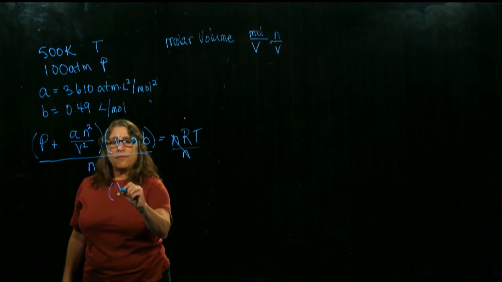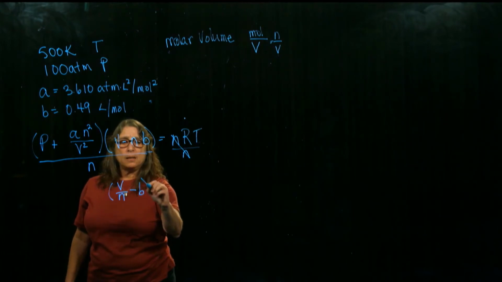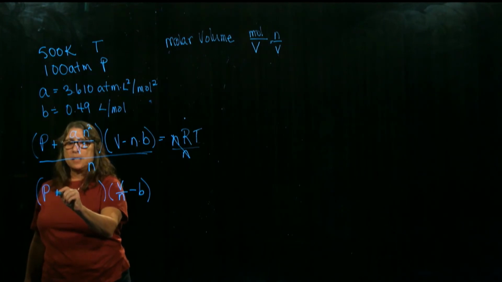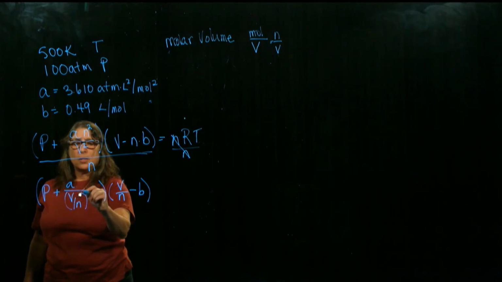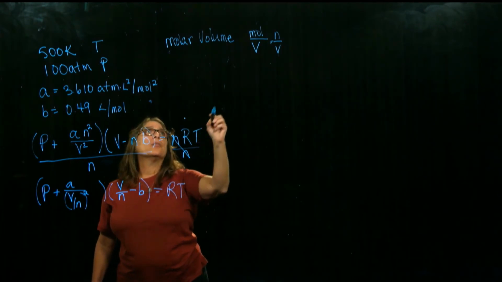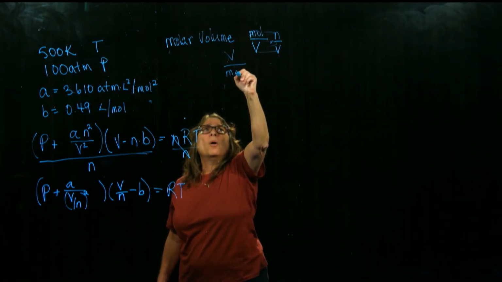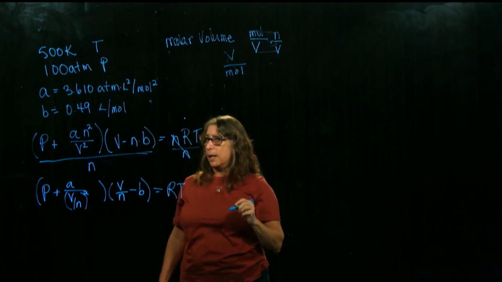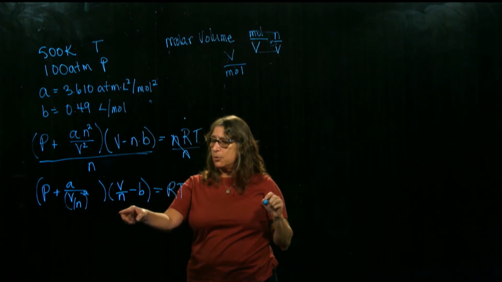I'm going to get my volume divided by N minus B, and here I'm going to write this a little bit differently. This is P plus A divided by V over N squared. And that's equal to RT. And so this is wrong. I have this upside down. This is the volume divided by the moles. In other words, how much volume does 1 mole take up? And now I can subtract RT from both sides.